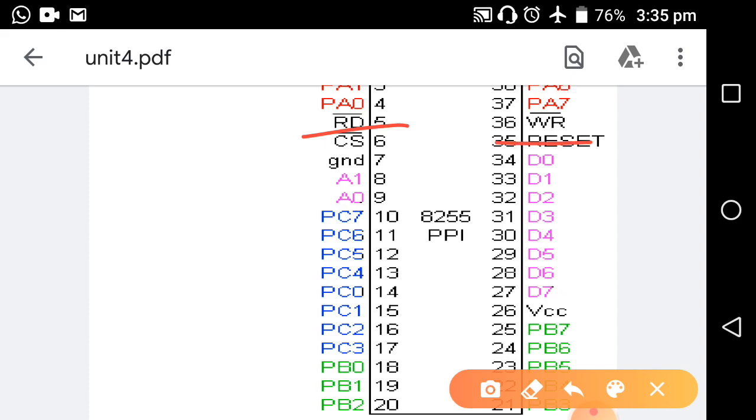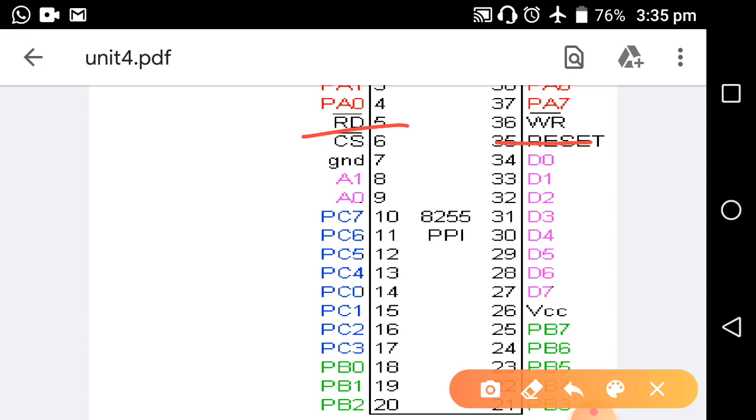If the microprocessor wants to read the data from the 8255, then the microprocessor applies the read bar control signal, which is active low. This signal is applied at the 8255 at pin number 5.